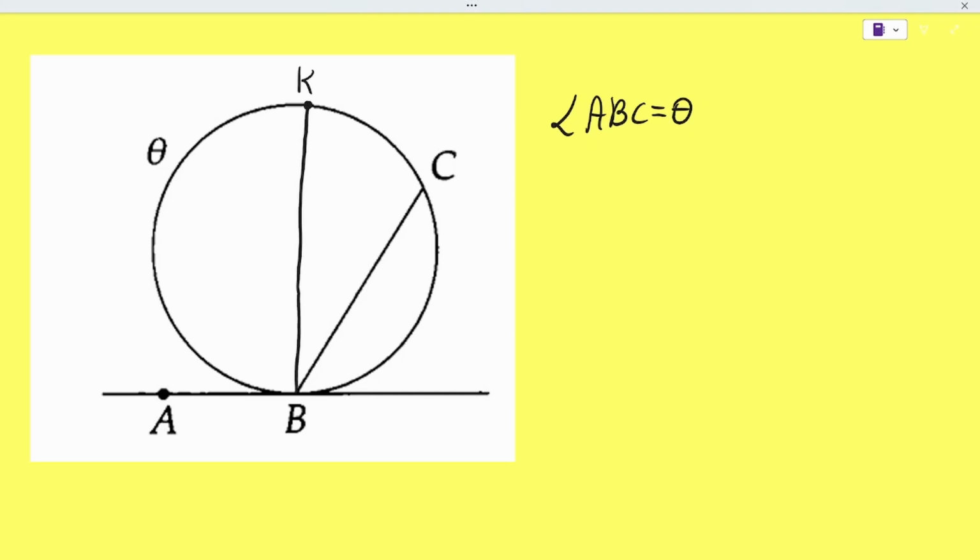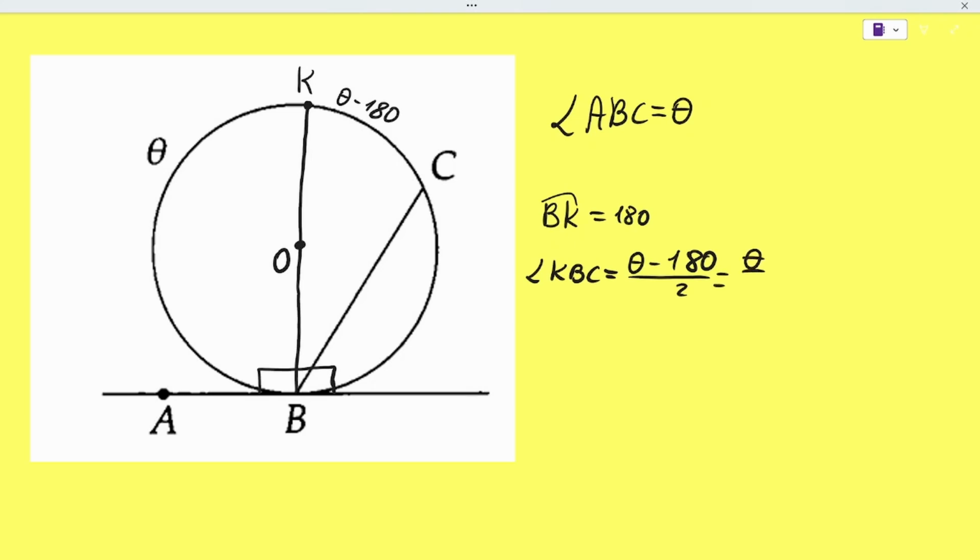So the center will be here. And it is well known that here we have 90 degrees. Tangent and diameter will always make up 90 degrees. BK arc measure will be 180 because of the semicircle property. And KC arc will be theta minus 180 because of the BC minus BK property. Once again, using the fact that KBC is an inscribed angle, we can compute this easily. This will be theta minus 180 divided by 2, which can be written as theta over 2 minus 90.